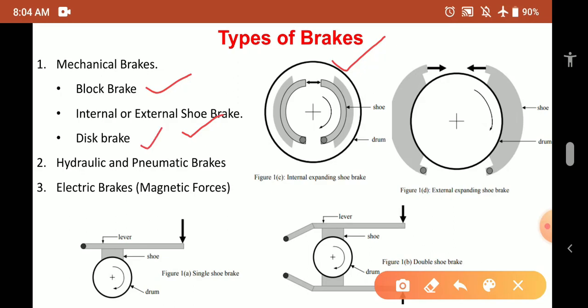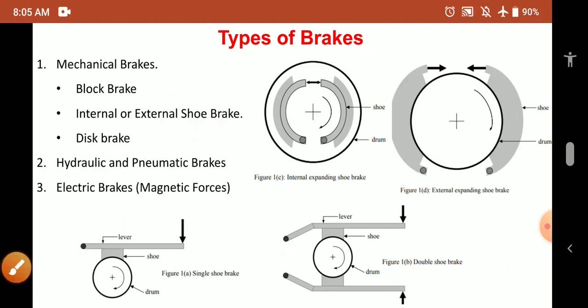When the shoe is in contact with the drum's inner surface and the braking action takes place, it is called an internal shoe brake. And when the shoe comes in contact with the brake drum's outer surface and the braking action takes place, it is called an external shoe brake, or external expanding shoe brake. Then again there are a few types, that is single shoe brake and double shoe brake.